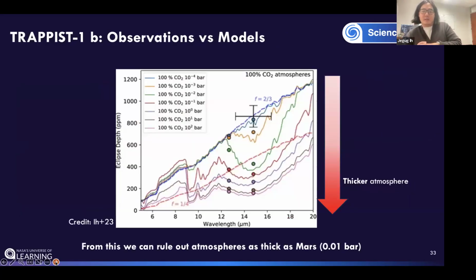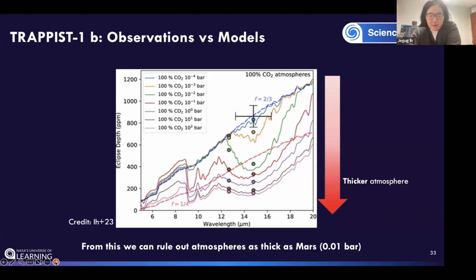So here's the 15 micron observation with James Webb of TRAPPIST-1b, which is the data point here. And the lines are showing different models that I've run from my paper, where I've assumed that they all have 100% CO2 atmospheres, and I'm just varying the surface pressure. At the very top is a super thin 100% CO2 atmosphere at 0.1 millibar, which is basically airless. And as you get to thicker atmospheres, further down, your emission at 15 micron decreases as a consequence of both cooling the day side and the molecular absorption.